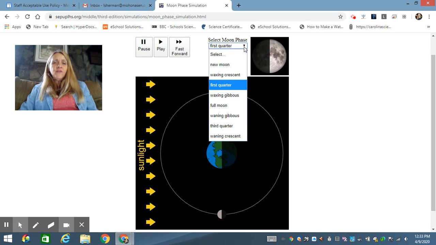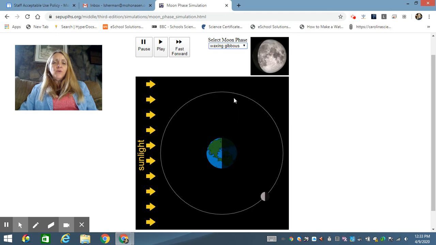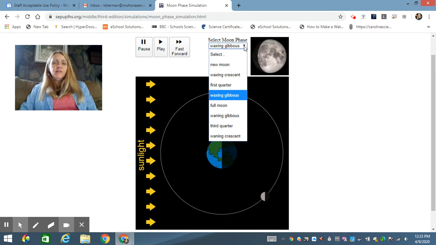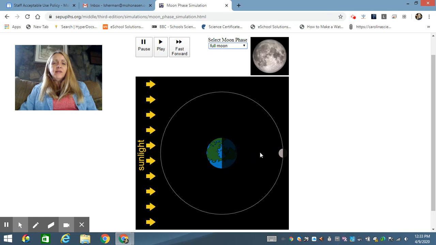If I go a little farther in the moon's orbit, waxing gibbous, this is what the gibbous moon would look like. And you can see from here on Earth, where I'm standing right here, I can see a much bigger part of the lit up part of the moon from the perspective of Earth. Go a little farther to the full moon, and it's over here.